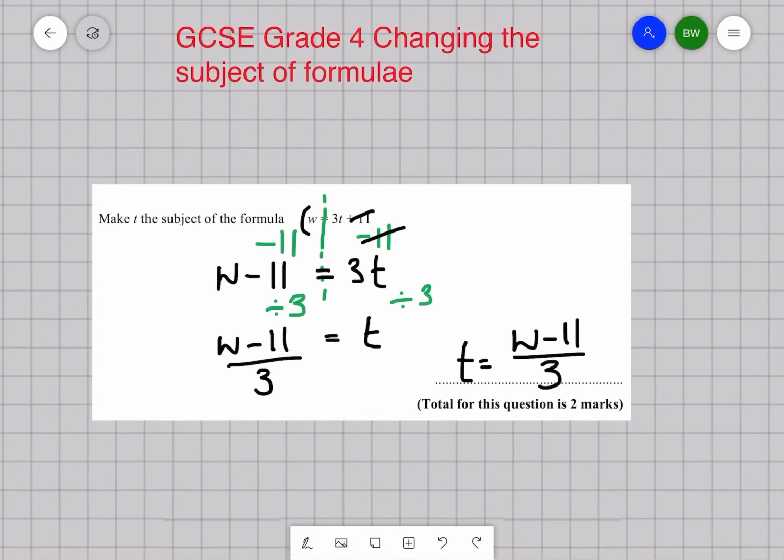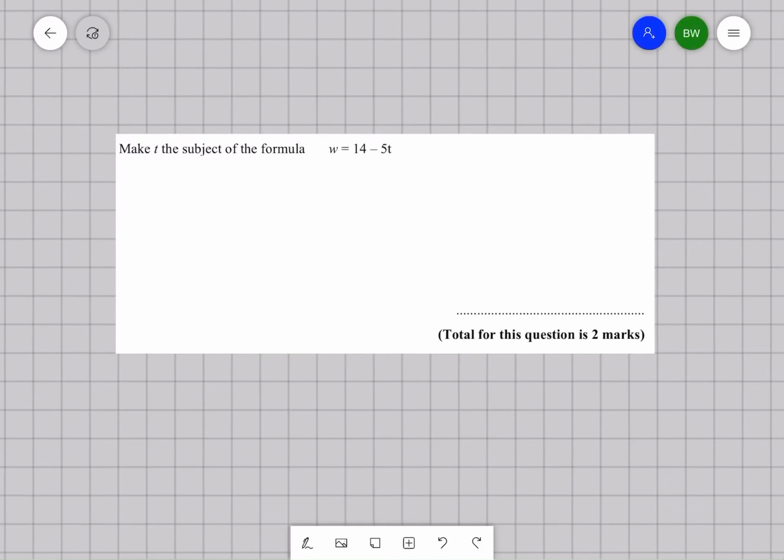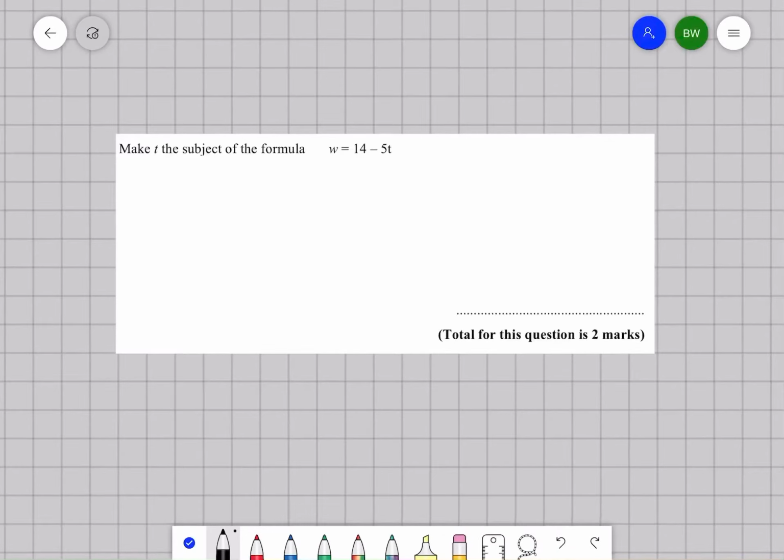Okay, so using that example, try this question here. Okay, I've got to leave t, and there's two ways we could have done this one. So the first one, I could have minus the 14 from the right-hand side, which means I'd do the same from the left-hand side. So I'm left with w minus 14 here is equal to minus 5t, because this negative still stays there, so negative 5t.